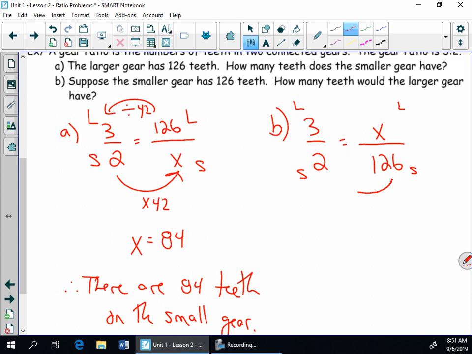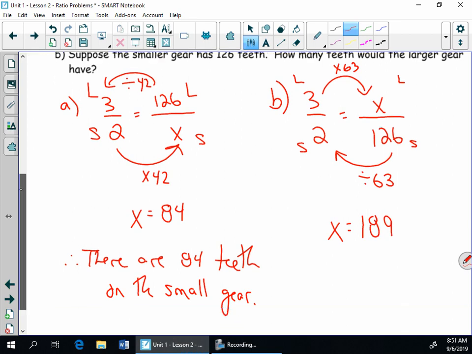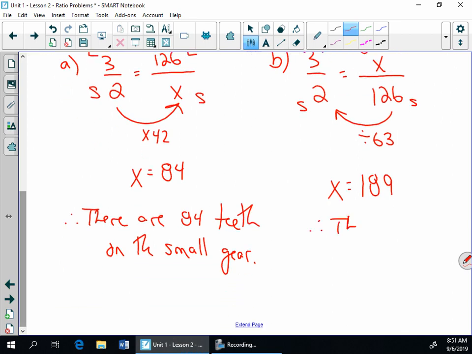Turn 126 into a 2, I'm going to have to divide by 63. So I'm going to have to multiply by 63, opposite direction, opposite operations. And 3 times 63 is 189. There are 189 teeth on the large gear.